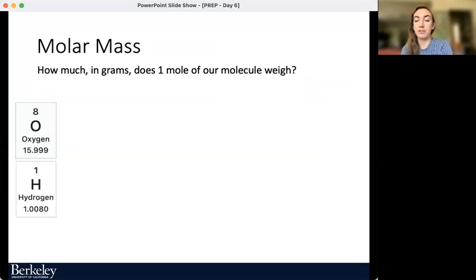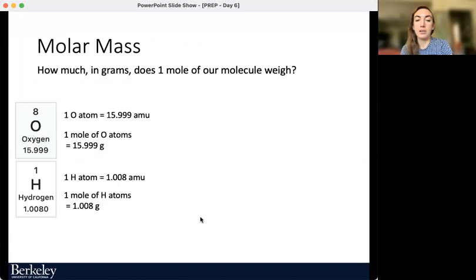So I'm just going to give you some examples. So this is hydrogen and oxygen from the periodic table. So the mass of 1 mole of oxygen atoms is 15.999 grams, and the mass of 1 mole of hydrogen atoms is 1.008 grams. So this is just exactly the same thing we were doing with neon. On average, 1 oxygen atom will weigh 15.999 atomic mass units, and 1 mole of oxygen atoms will weigh 15.999 grams. So those numbers are the same.